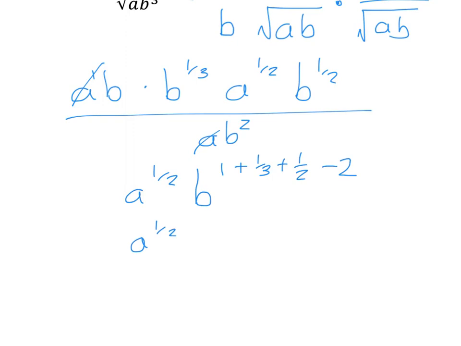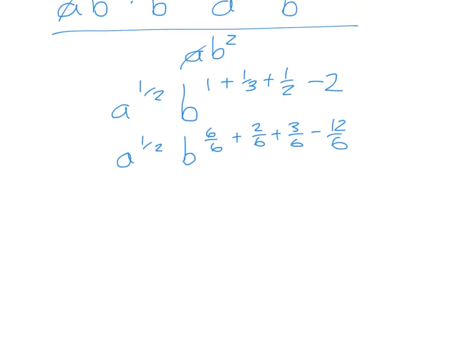Okay, what's 1 plus 1/3 plus 1/2? Let's give everything a denominator of 6, so that would be 6 over 6 plus 2 over 6 plus 3 over 6 minus 12 over 6. So we have a to the 1/2. And all of that makes 8 plus 3 is 11, negative 1/6.